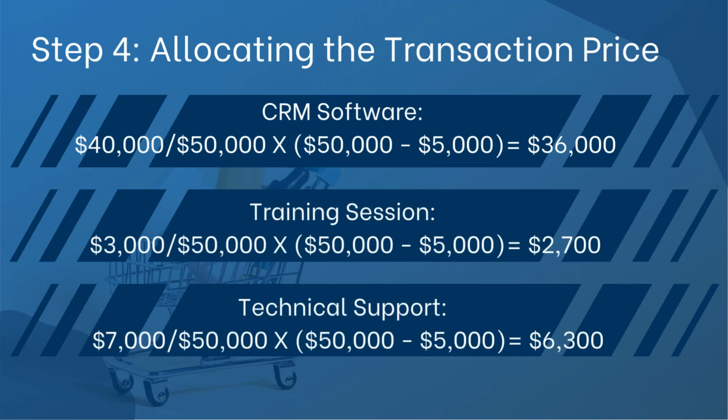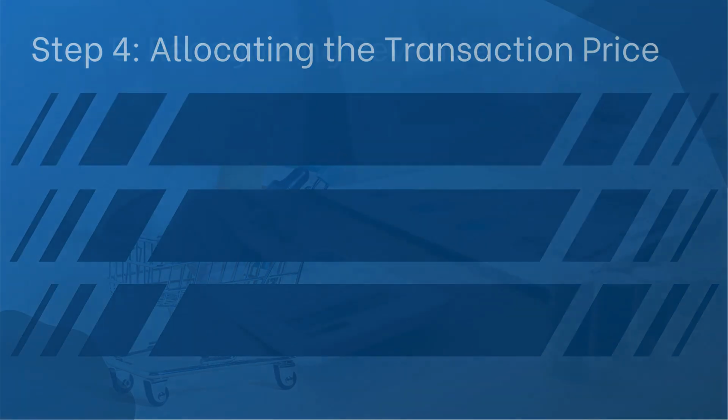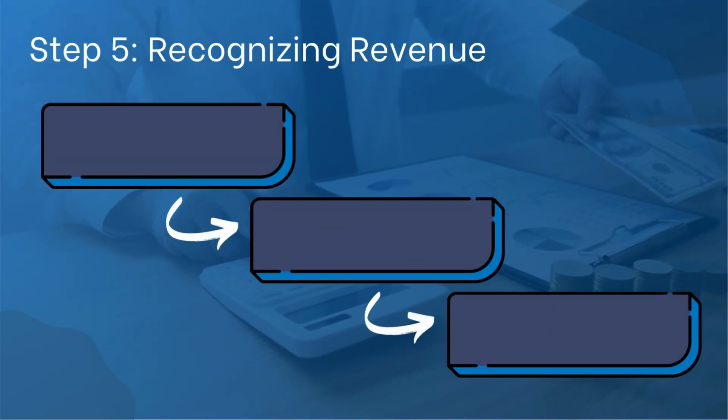Next step is to allocate the total transaction price among the performance obligations based on their standalone selling prices. Allocation of the total price among the performance obligations is achieved by distributing it proportionally based on the relative value of each obligation. The final step is to recognize revenue.